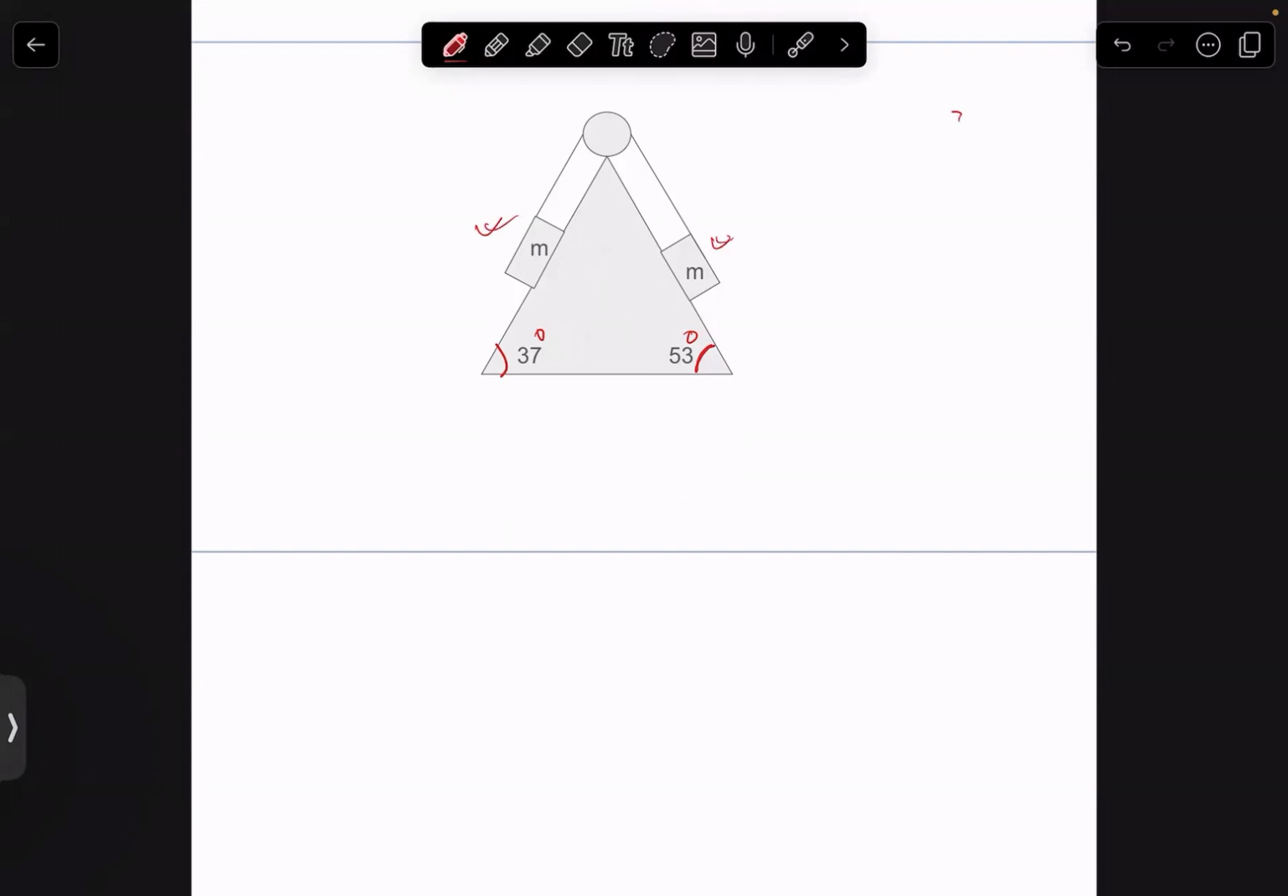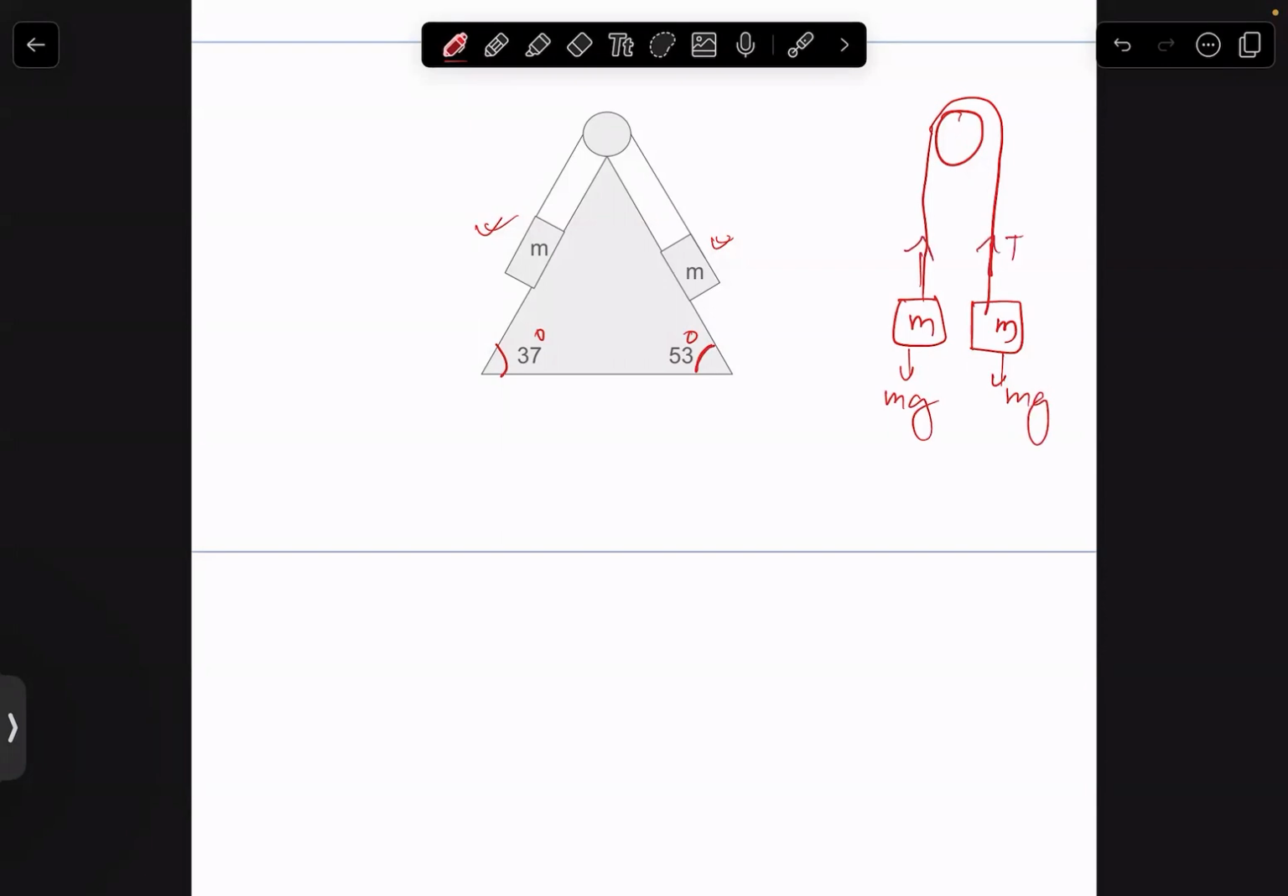Usually, over a pulley, if you are suspending two equal masses, what will happen? I have these two m's over here. It will be at equilibrium. Why? Because this mg is acting like this, and this mg is acting like this. So tension is like this and tension is like this.